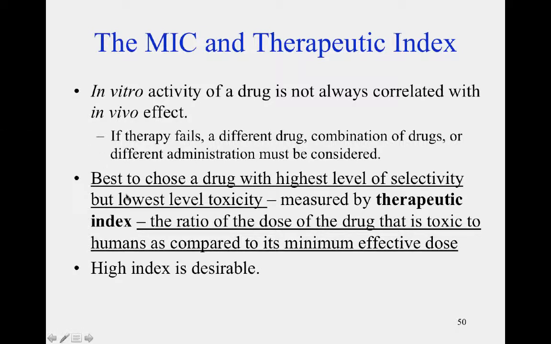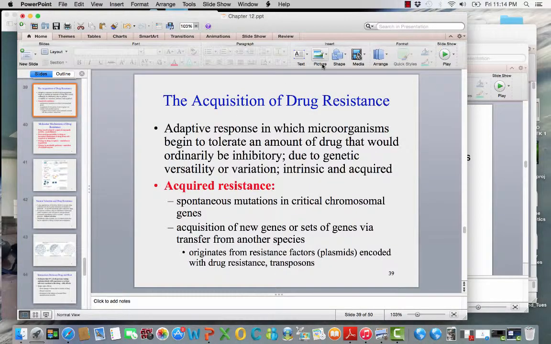Now, as far as using antibiotics or antimicrobial drugs, it's best to choose a drug with the highest level of selectivity but lowest level of toxicity. And this is measured by what we call a therapeutic index. So this is the ratio of the dose of the drug that's toxic as compared to its minimum effective dose. And so therefore, a high index would be desirable. So that concludes chapter 12.